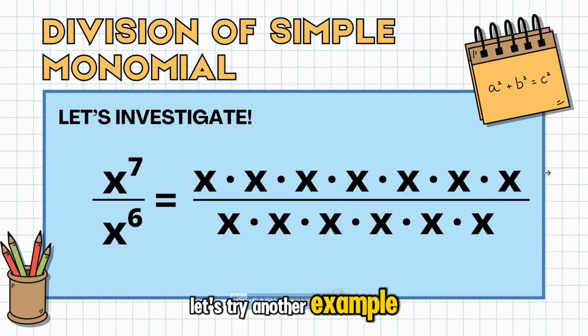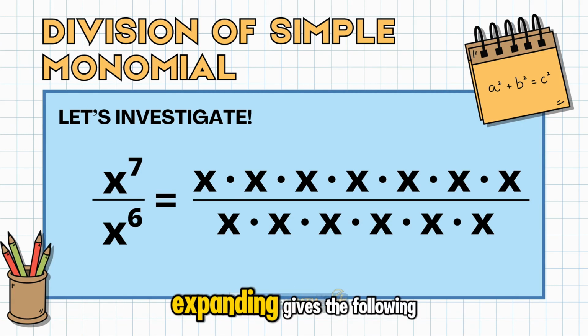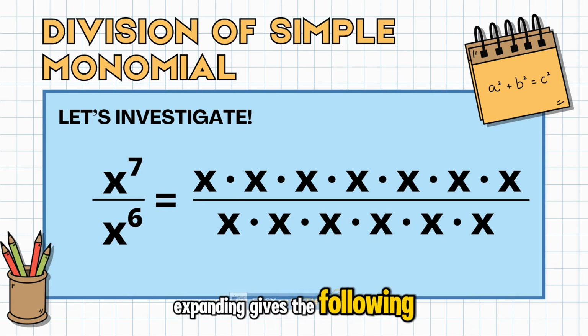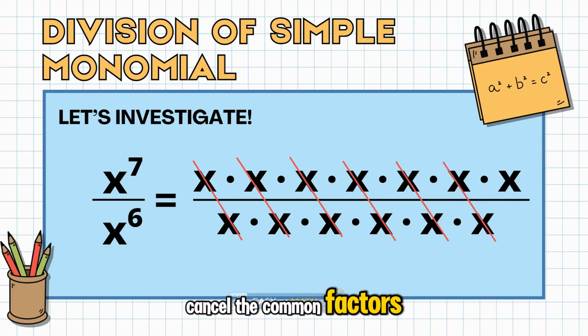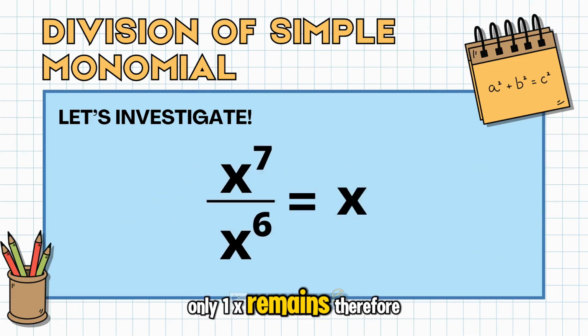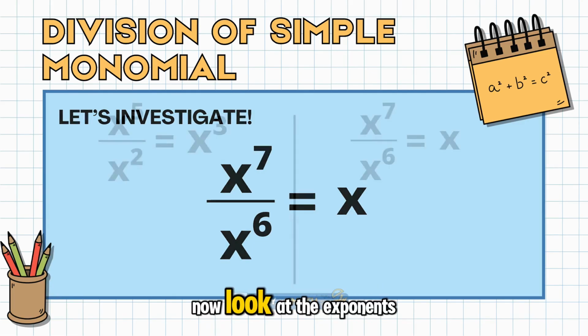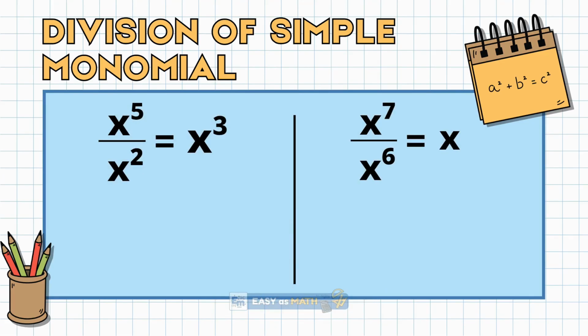Let's try another example. x raised to 7 divided by x raised to 6. Expanding gives the following. Cancel the common factors. Only one x remains. Therefore, x raised to 7 divided by x raised to 6 is equal to x. Now look at the exponents. x raised to 5 divided by x raised to 2 is equal to x raised to 3, while x raised to 7 divided by x raised to 6 is equal to x raised to 1, or simply x.